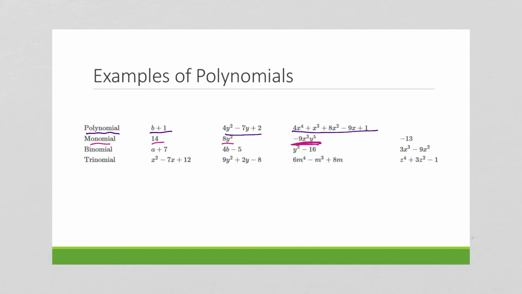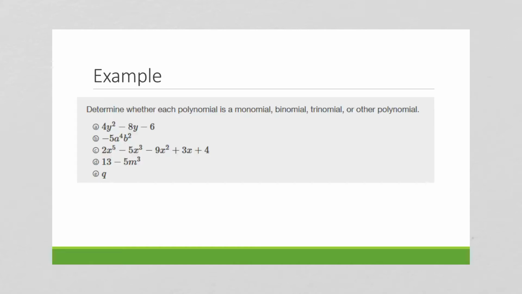Okay, the binomial has two terms, notice, separated by a plus or a minus. Trinomial has three terms, separated by pluses and minuses. Okay, so at this point, maybe hit pause and to yourself think about whether these are monomials, binomials, trinomials, or just polynomials. Okay, so do it on your own and then see if you're right.